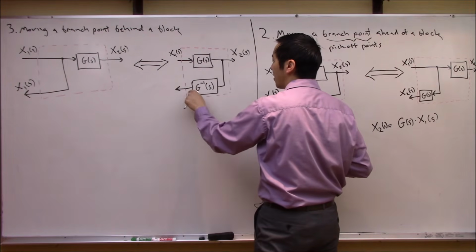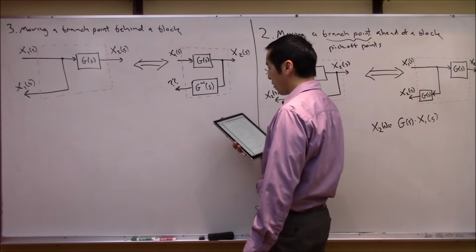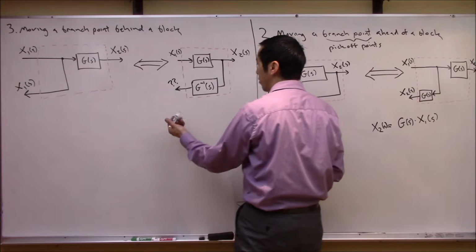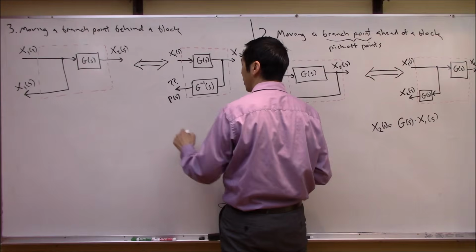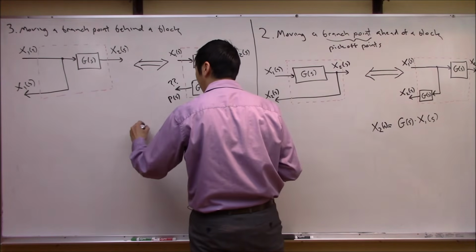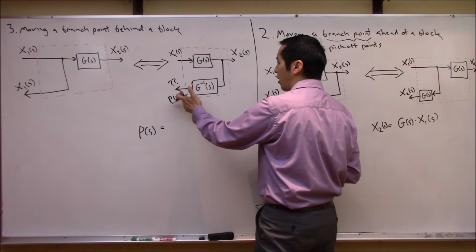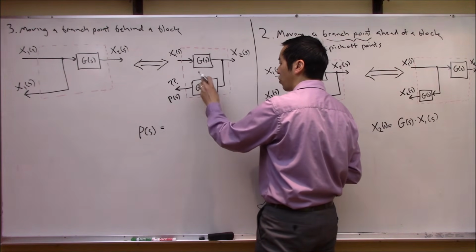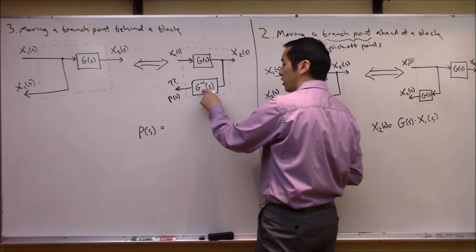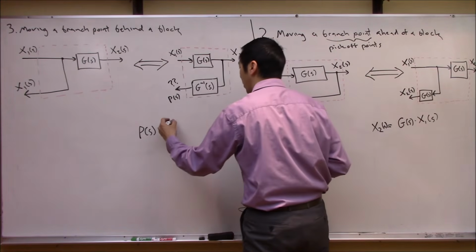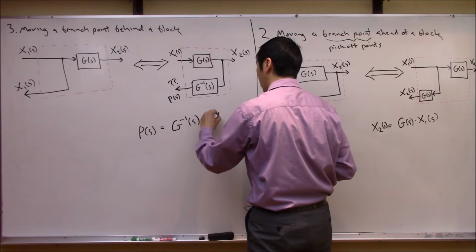Now over here, this is interesting. What is this signal right here? We've got to be a little bit careful here. Maybe let's call this thing something temporary, I don't know, P of s. What is this signal? How do I get this? This is the output of this block, this transfer function. The way you get the output of this block is you take the transfer function and multiply it by its input. So this is apparently what we're calling G inverse of s times x2.